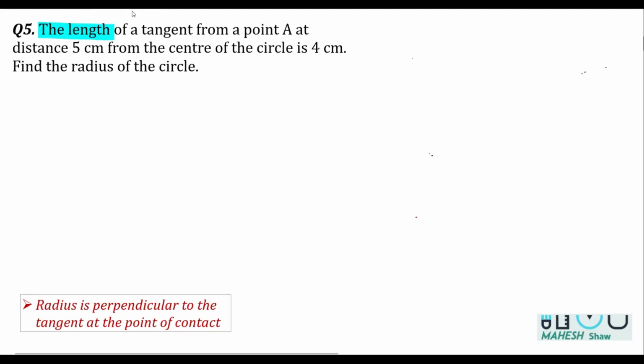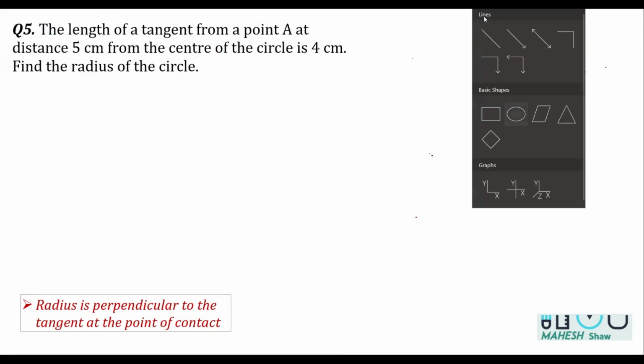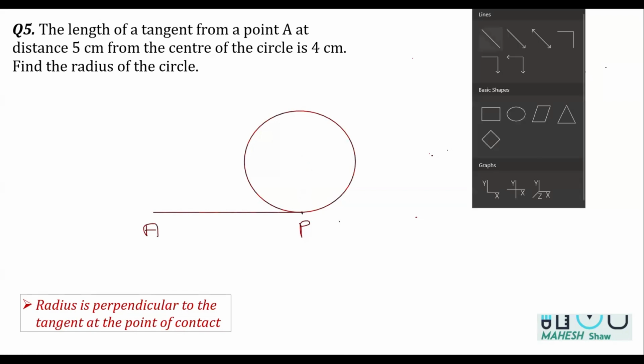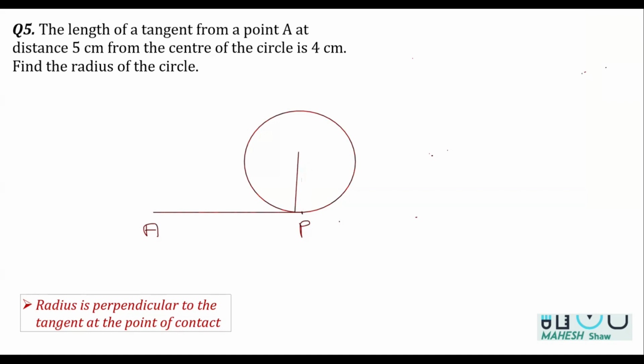In question number 5, it says the length of the tangent from point A at a distance of 5 centimeter from the center is 4. We have to find the radius of the circle. So let's say first, if I draw a circle here, and I'll draw a tangent to the circle from an exterior point, and the point named is A. Let's say P be the point of contact, and now I'll make the radius.